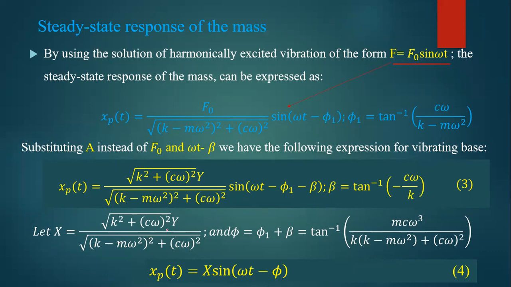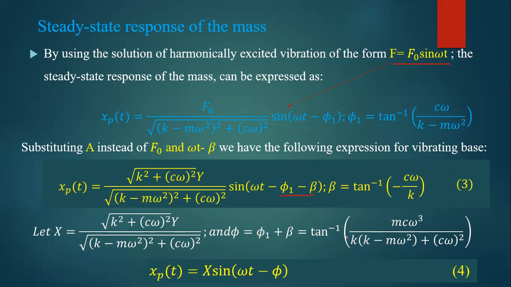Now here our steady state amplitude becomes radical of (k square plus c omega the whole square) y over radical of ((k minus m omega square) the whole square plus (c omega) square). So this is x, and phi, which is equal to phi 1 plus beta, this component, which is tan inverse of m c omega cube over k times (k minus m omega square) plus c omega. Actually, I can take out this k, so m over k becomes 1 over omega n squared.